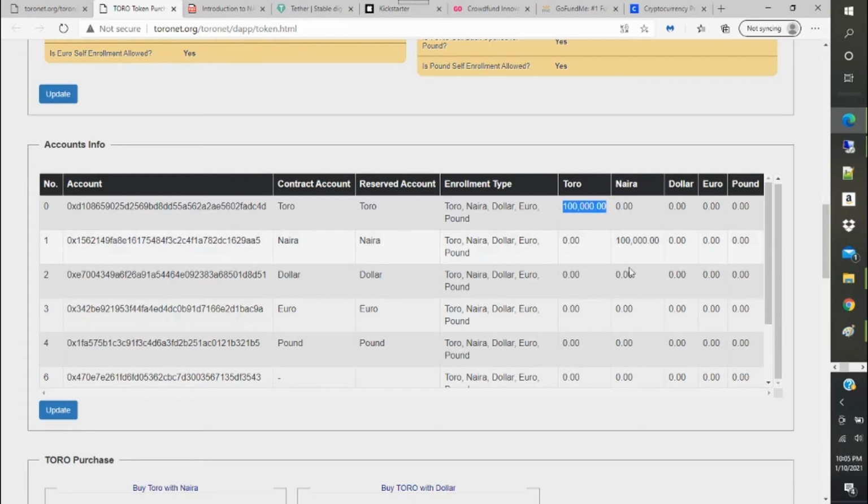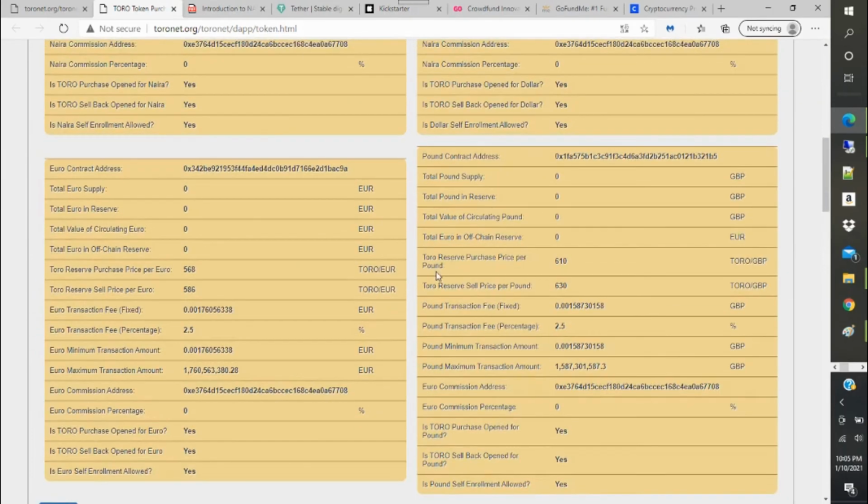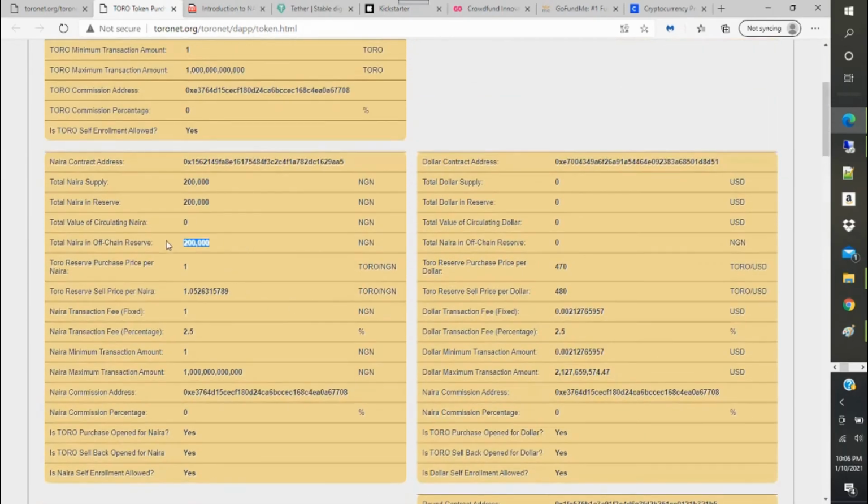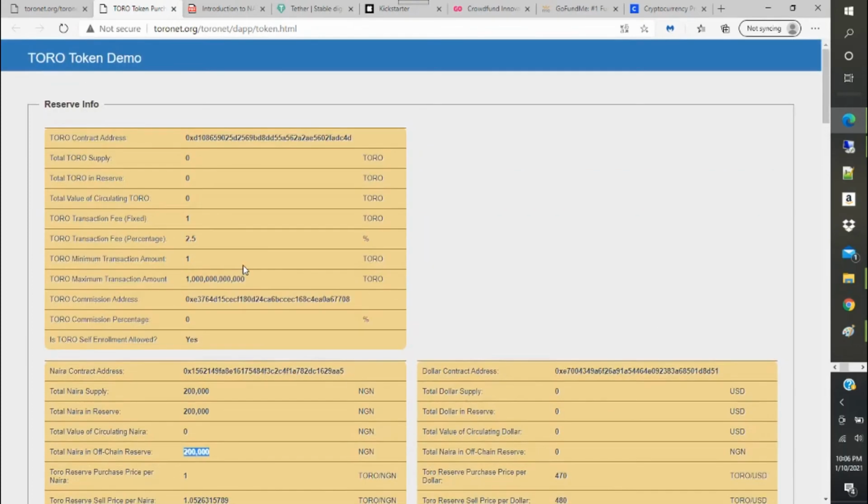So everything that exists on the blockchain is still worth 200,000 Naira. And that's why we see that everything on the blockchain is actually still backed off-chain by this amount. So if anyone wants to withdraw everything that exists on the blockchain, it will be available for withdrawal, because it really does exist in the real world as assets.